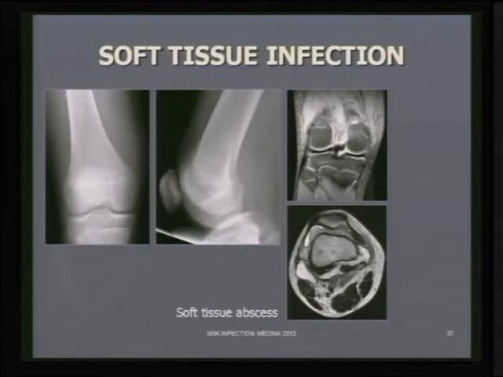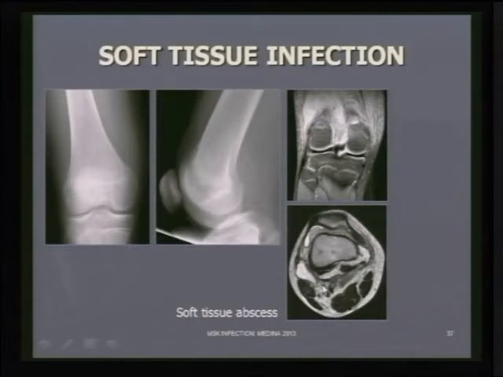Foreign body, again, is something worth thinking about. This is a young boy who presented to us with pain in the posterior medial aspect of the knee. The plain radiograph looks normal. The MR study is very suggestive of a fairly extensive soft tissue abscess around the lateral, posterior, and medial aspect of the knee, as we can see here.